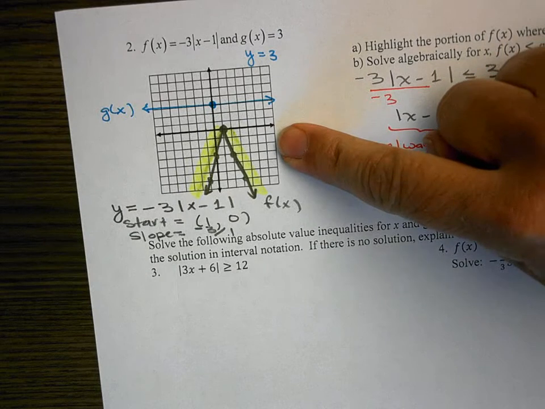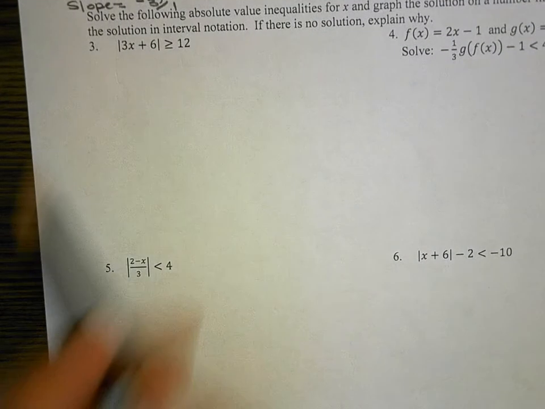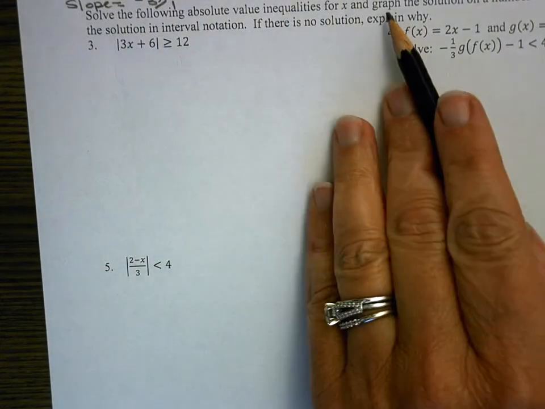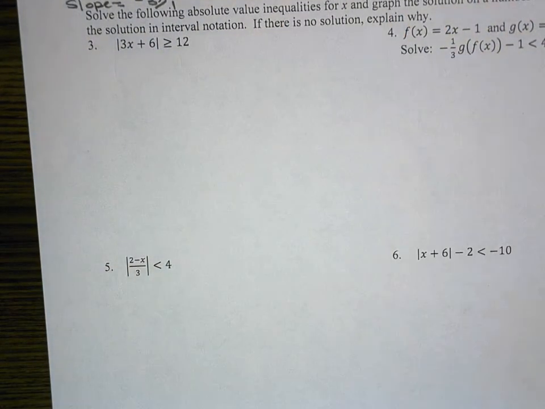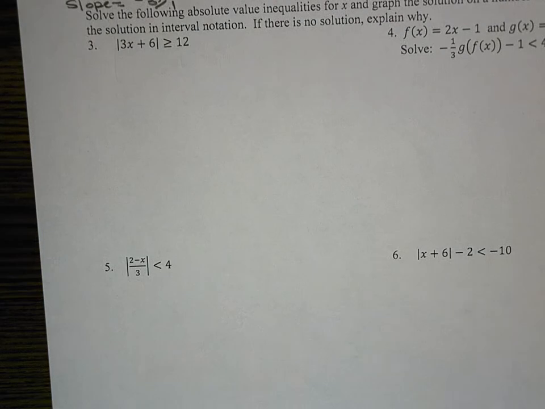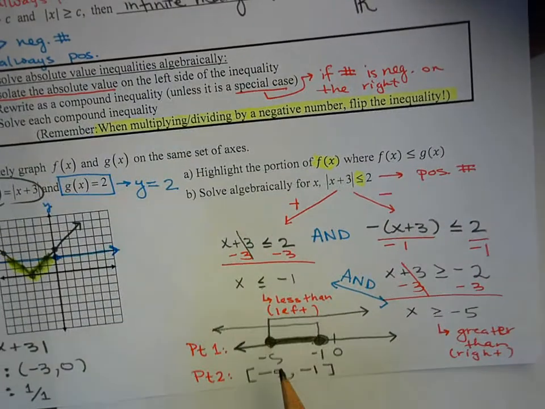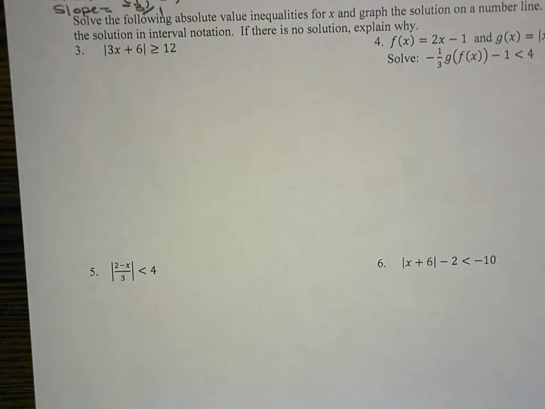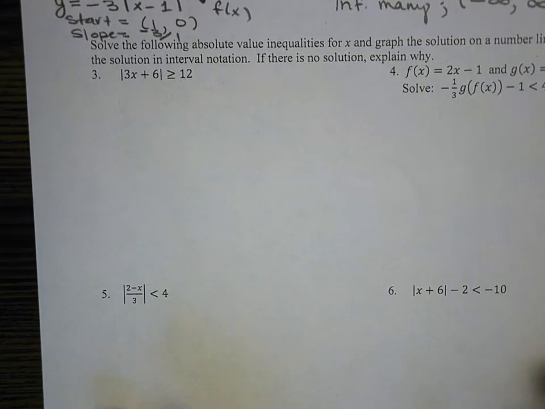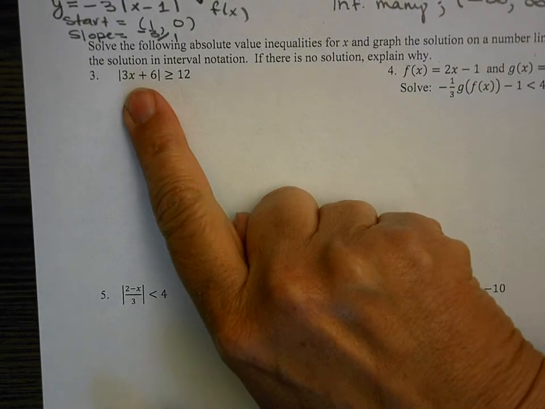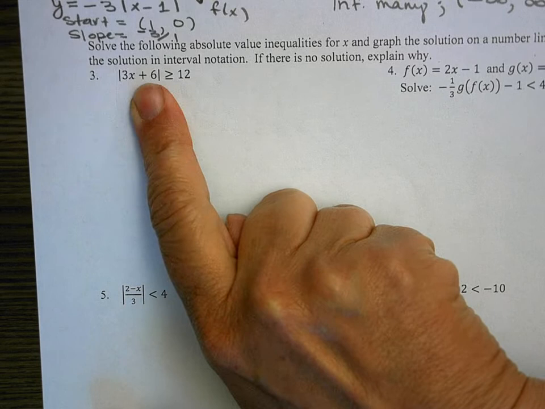Okay, so we want to solve the following inequalities. We want to graph the solution on a number line. So the number line is, you know, like this style right here. Okay. And then write our solution in interval notation. And if there isn't a solution, we have to explain why. Okay, so step 1, isolate the absolute value. So there's nothing outside of the absolute value, so step 1's already done for us.